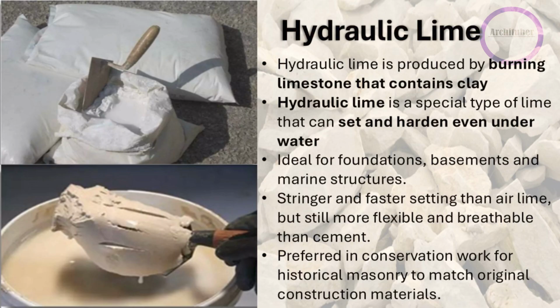Now discussing hydraulic lime. It is produced by burning limestone that contains clay. Hydraulic lime is a special type of lime that can set and harden even under water. It is ideal for foundations, basements and marine structures. It is stronger and faster setting than air lime, but still more flexible and breathable than cement. It is preferred in conservation work for historical masonry to match the original construction materials.